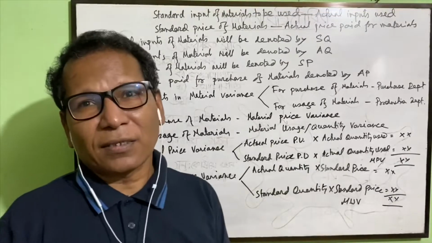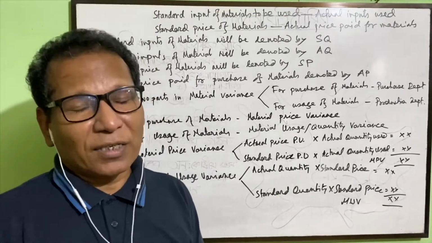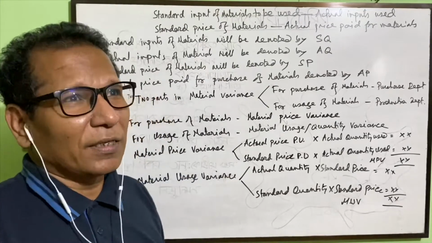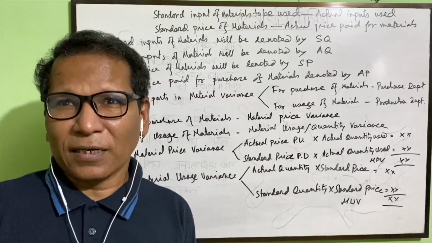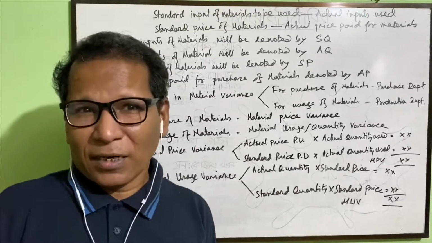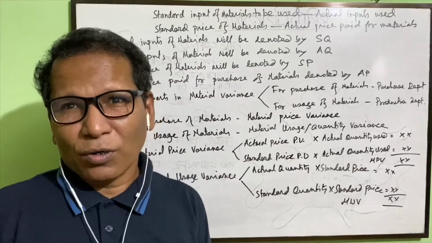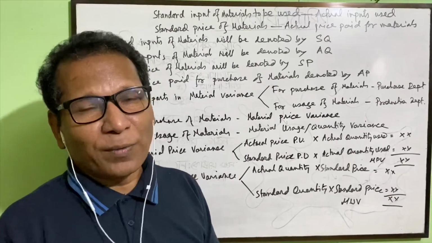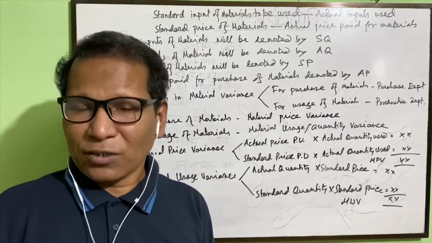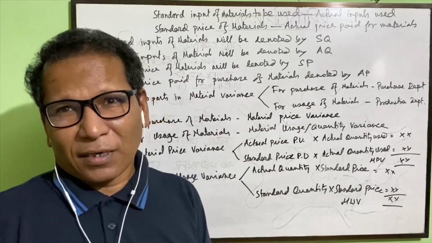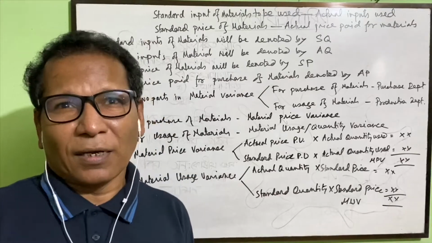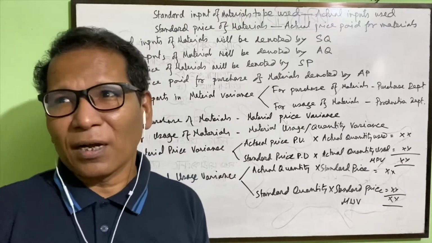Today I will discuss standard costing for materials. Before starting a production process, standard costing sets a standard for how much material will be used to manufacture a product and what price will be paid for the purchase of material. After completion of the production process, standard costing evaluates the performance.